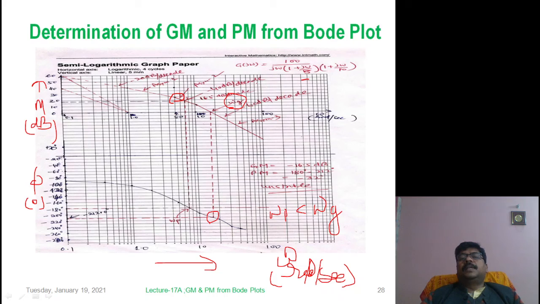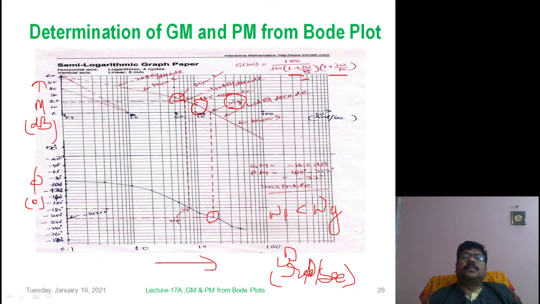After that, this factor will also contribute minus 20 dB per decade, so the net slope will be minus 40 dB per decade. This will continue up to 10 radian per second. After that this will contribute another minus 20 dB per decade, so from this point onward there will be a slope of minus 60 dB per decade, and this is the third asymptote.